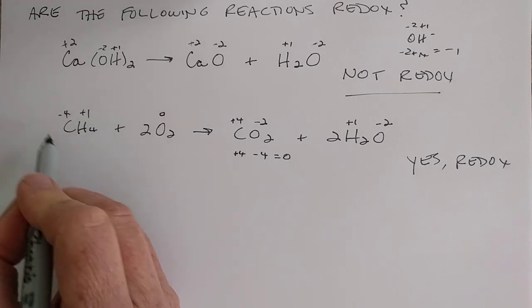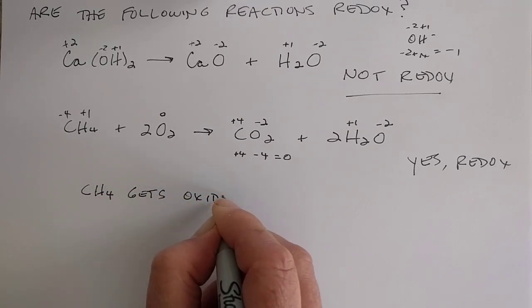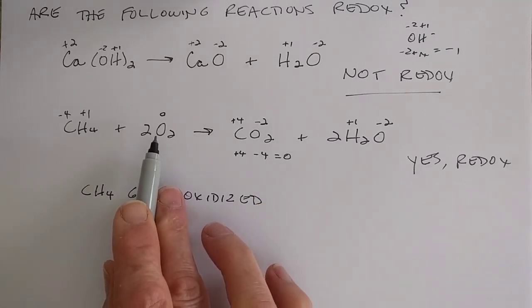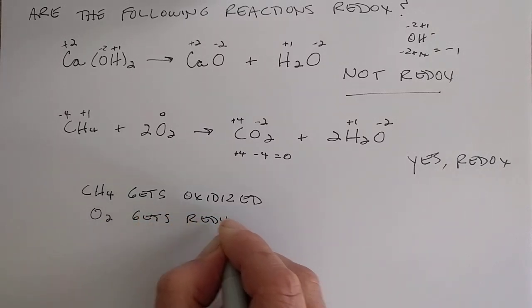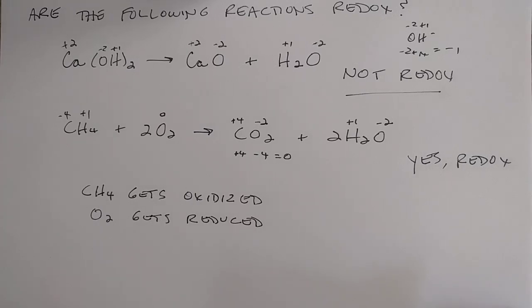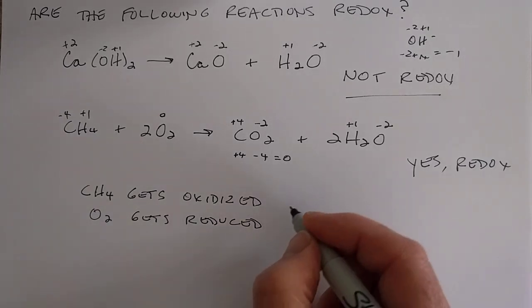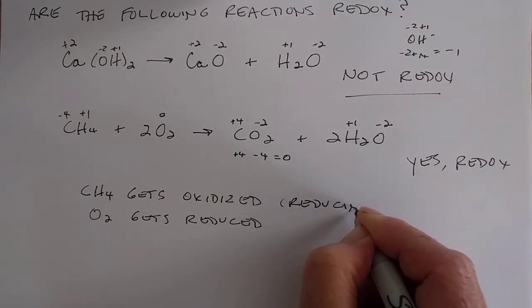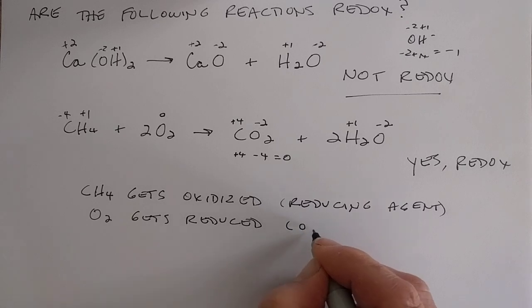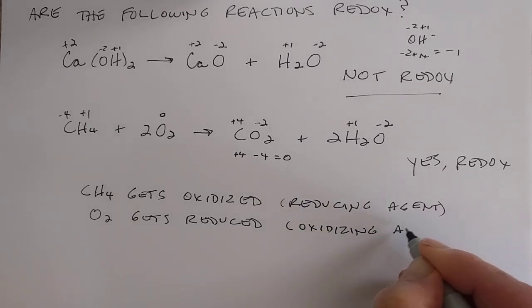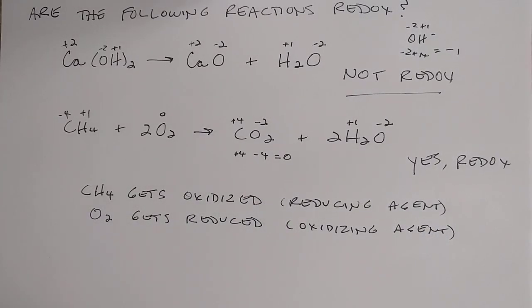We say that the CH4 gets oxidized, and then the oxygen, the O2, gets reduced. And then for our agents, we just flip it. The substance that gets oxidized reduces something else, so this is the reducing agent. And then the substance that gets reduced is the oxidizing agent. So I just figure out what gets oxidized, what gets reduced, and then I know that I have to flip it to get the agent.